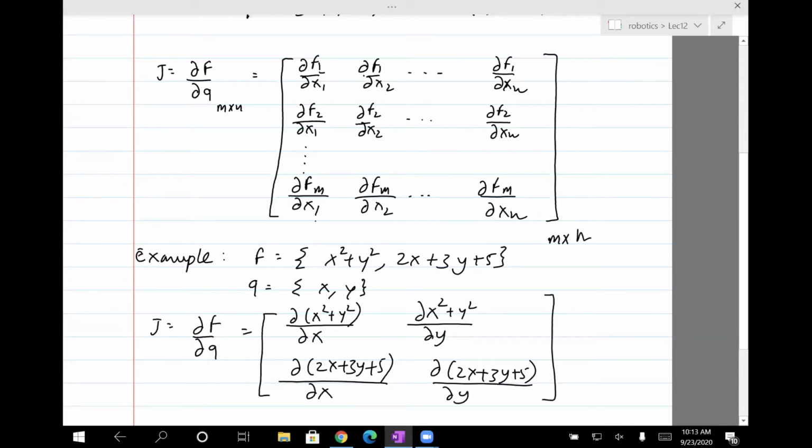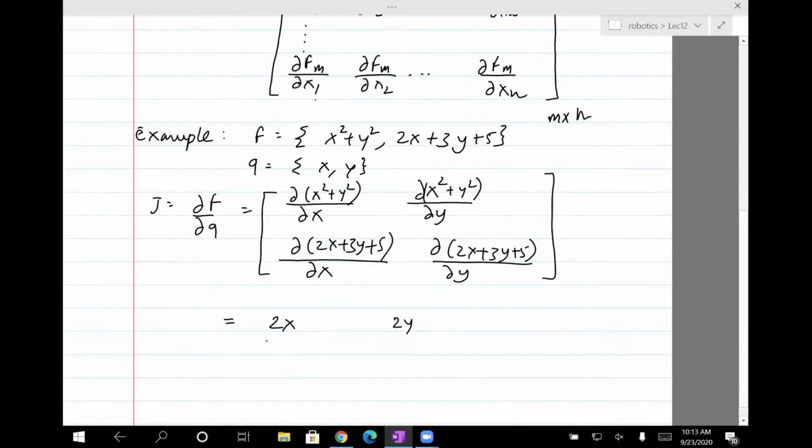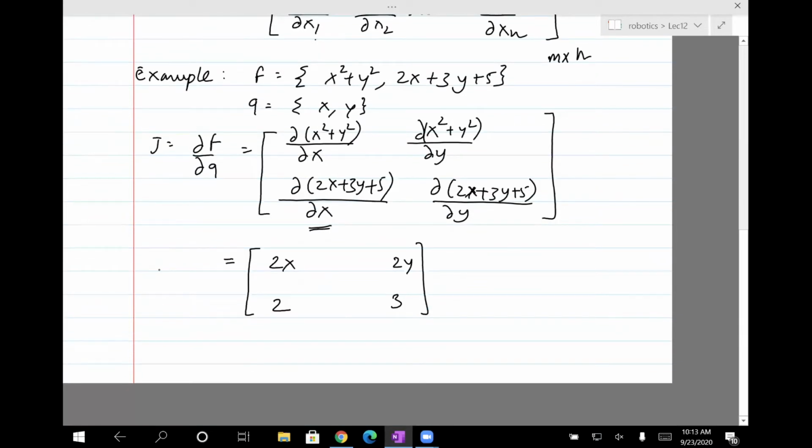So if you take the partial derivative with respect to x, you keep y constant, you end up with 2x for the first term because y is in that case constant. Then when you take the derivative with respect to y, we have 2y. So for the second row first column, we have the derivative of 2x plus 3y plus 5, that's going to be simply 2. And then the last term, row 2 column 2, it's going to be just 3. So this is the Jacobian of the function f as I showed you.